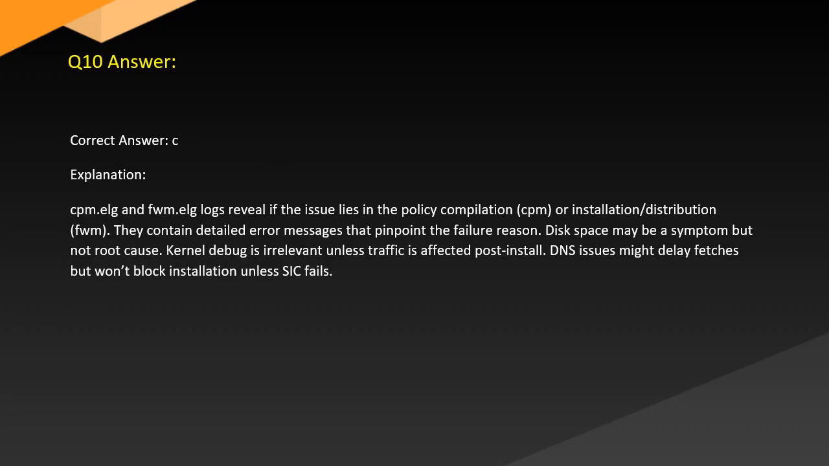Answer. Correct answer: C. Explanation. fwm.elg and cpd.elg logs reveal if the issue lies in the policy compilation or the installation distribution. They contain detailed error messages that pinpoint the failure reason. Disk space may be a symptom but not the root cause. Kernel debug is irrelevant unless traffic is affected post-install. DNS issues might delay fetches but won't block installation unless SIC fails.